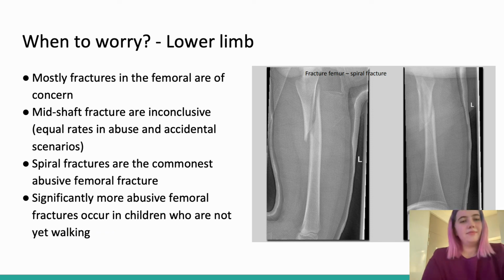With the lower limb, mostly fractures occur in the femur. Mid-shaft fractures are inconclusive. There are equal rates seen in abuse and accidental scenarios. You would be more worried if it was a spiral fracture, and you see more femoral fractures in abuse occur before they're walking, so they shouldn't be using that limb yet.